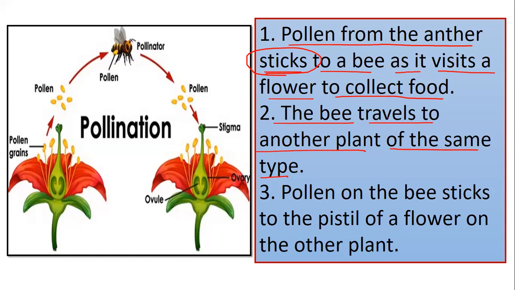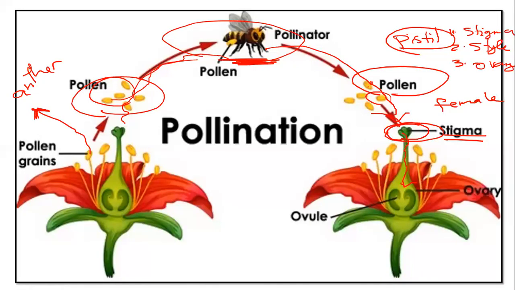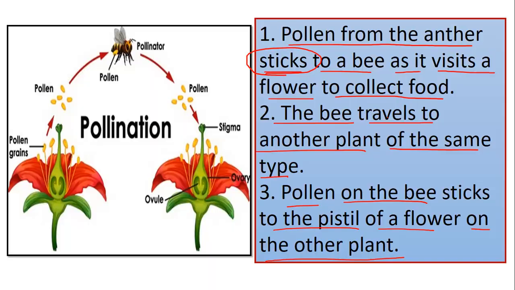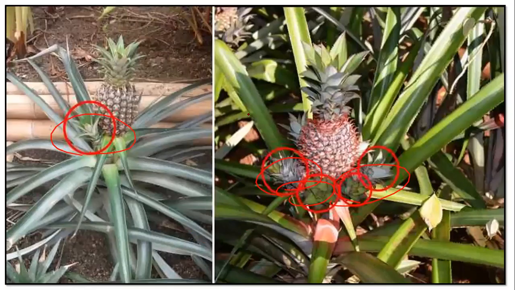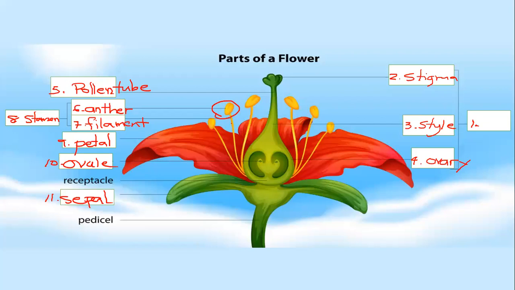Number 3, pollen on the bee sticks to the pistil of a flower on the other plant. What are the pistils? The pistils are female: stigma, style, and ovary. It will land over here in the stigma, like that. Okay, we will go back here, that one.